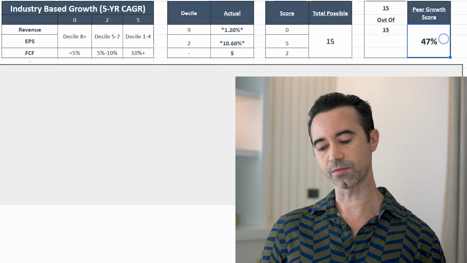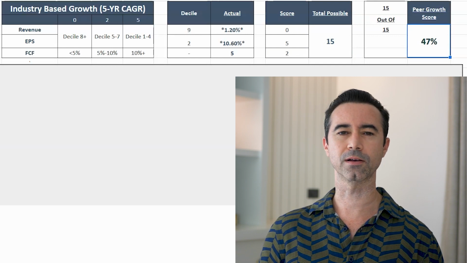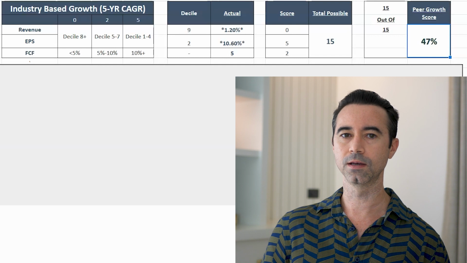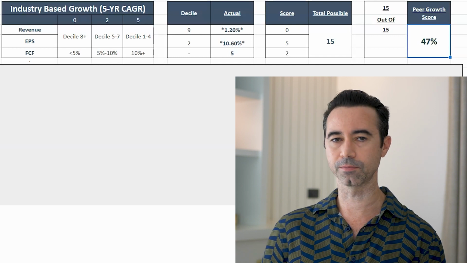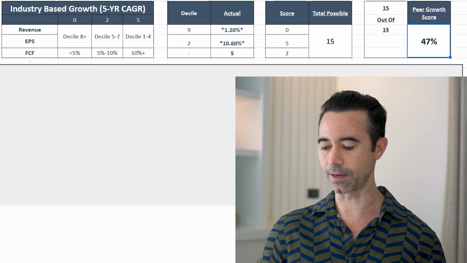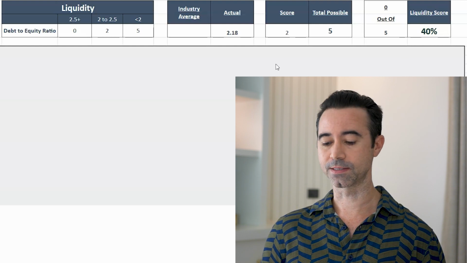15 points, 47% for the industry-based growth. Not a great growth story. Of course, Verizon's probably not going to be a growth company. It's a value play. Last thing we have for Category 5 is the liquidity score.